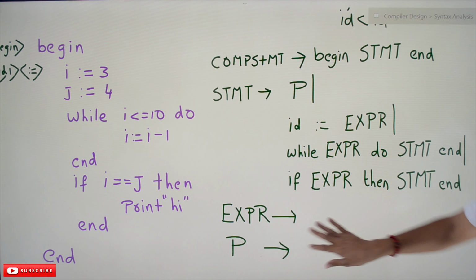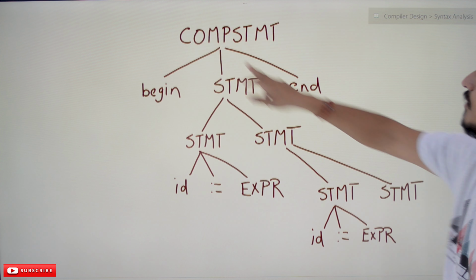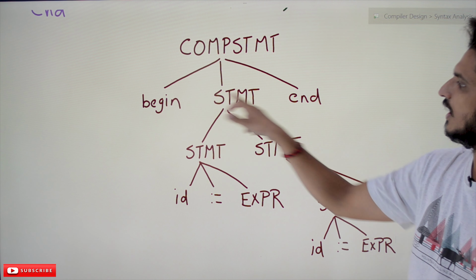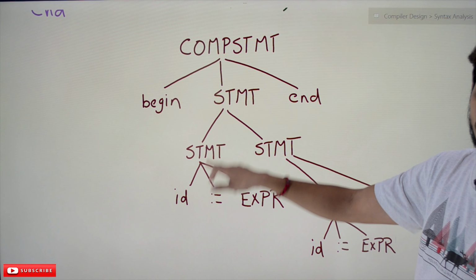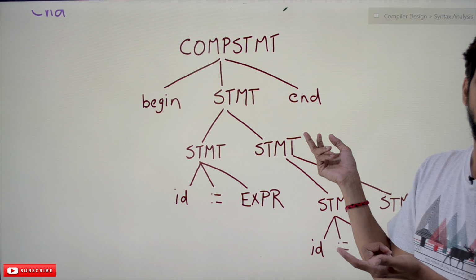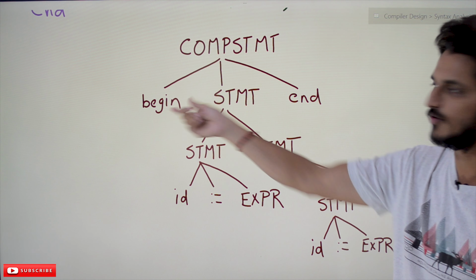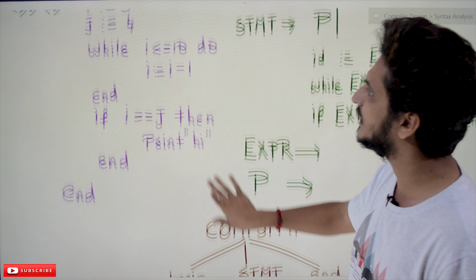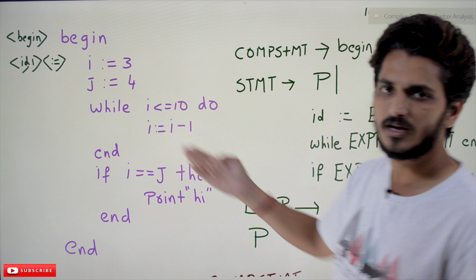Now it is going to execute like this. See, compound statement will be started first. It is going to check for begin. After that, it is going to expand the statement. And then finally, it is going to check for end. Yes, begin has been found. Now statement has been expanded. In our example, the first statement is I equal to 3. Yes.